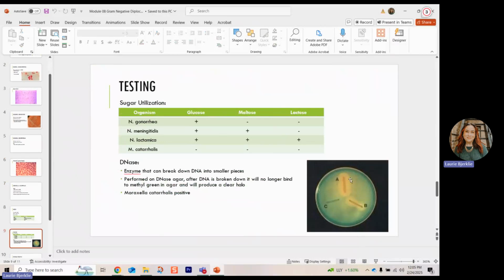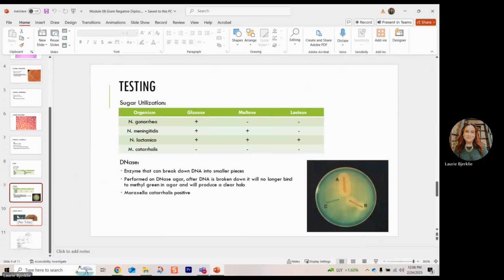So like letter A here would be a positive DNase. Letter C would be negative. B would also be positive. So C here is negative, A would be positive, B would be positive, because you see the haloing effect. So there's methyl green in this agar, which is what makes it that blue-green color. And so once that DNase enzyme has acted and broken down the DNA in it, it can't bind to that green color and produces a halo effect. So that's how it pops up positive. So that's one way that you could test for DNase. Again, Moraxella catarrhalis will be very much positive for DNase. The Neisserias will be negative. So that's another way you can separate between these gram-negative diplococci.